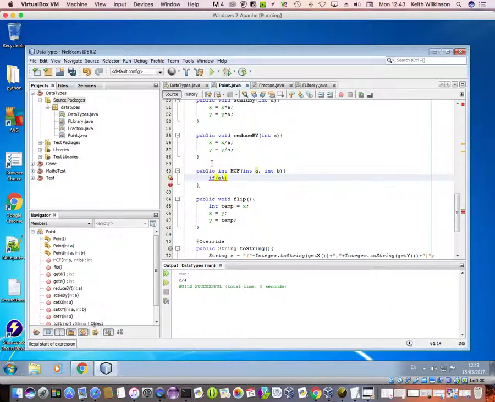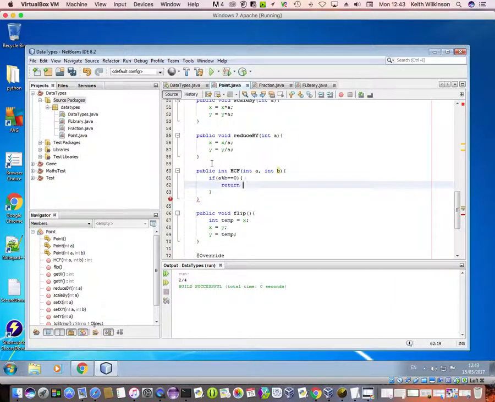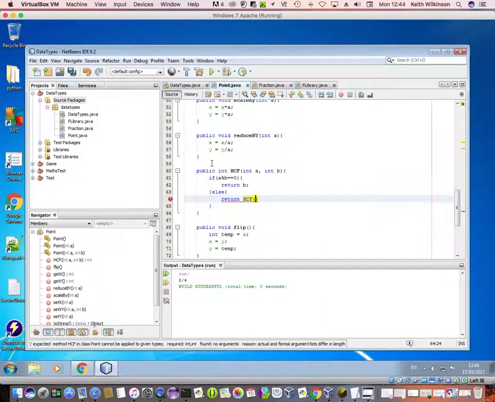A mod B is equal to 0, then return B. Else, so if it isn't 0, then what we need to do is recursively call the HCF function, but we need to swap around our A and B, and in fact we return the highest common factor of B and the modulus of A and B.